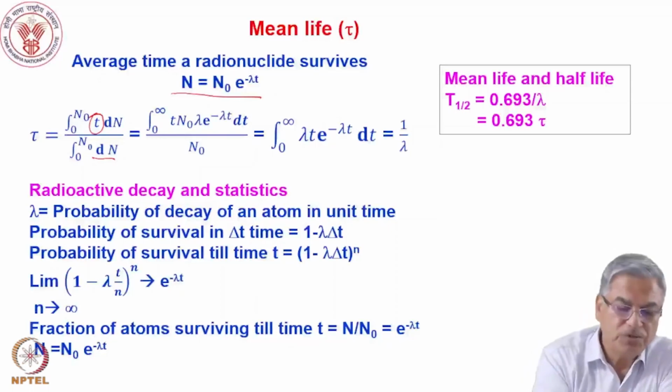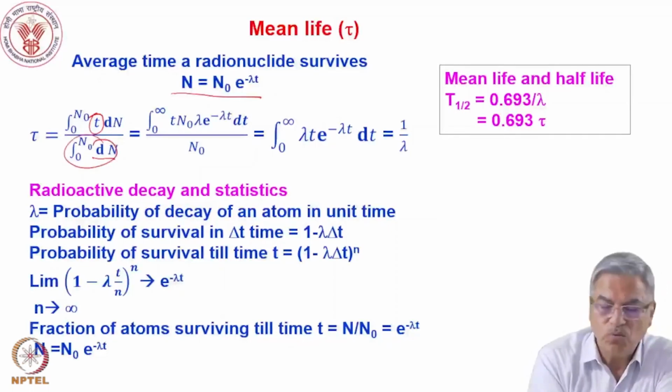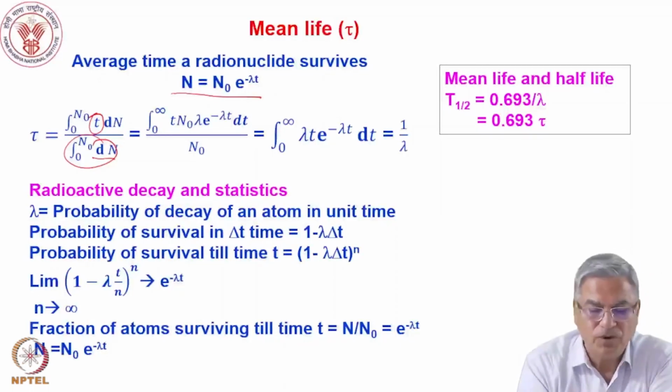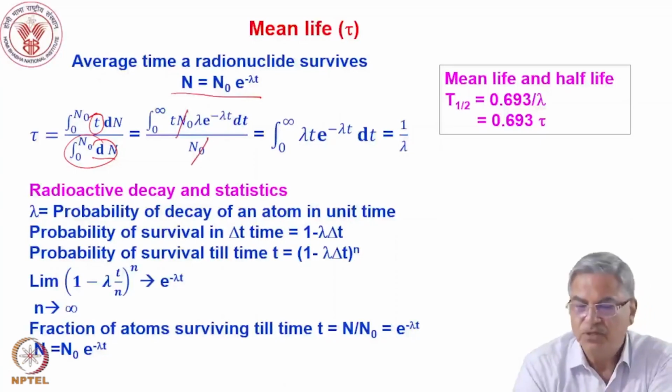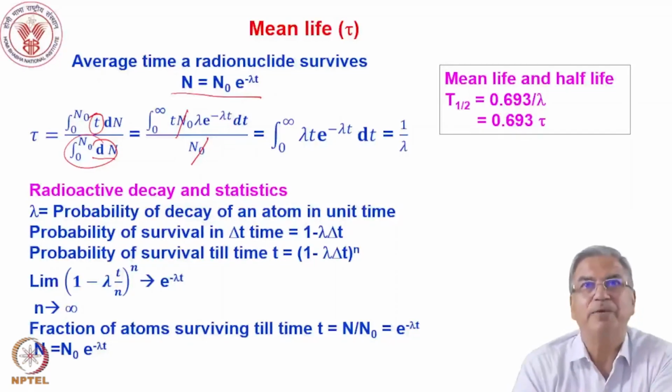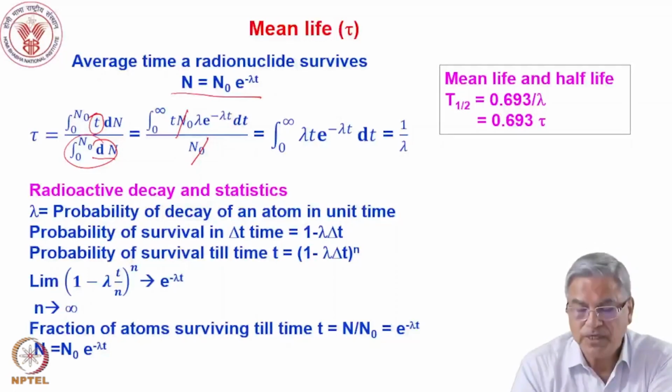The integral of dN will become N0. So N0 will cancel, and you will have the integral of lambda t e raised to minus lambda t dt, and if you solve this integral, you will find it becomes 1 by lambda. You can do it at your home and find out whether it becomes equal to 1 by lambda.